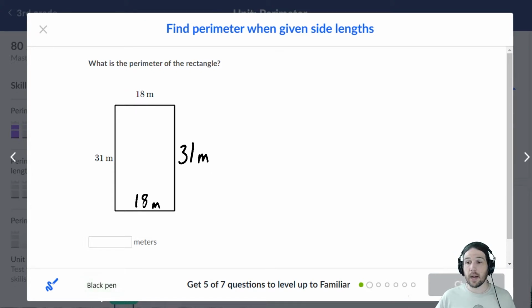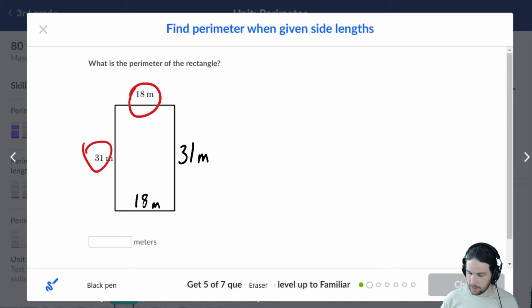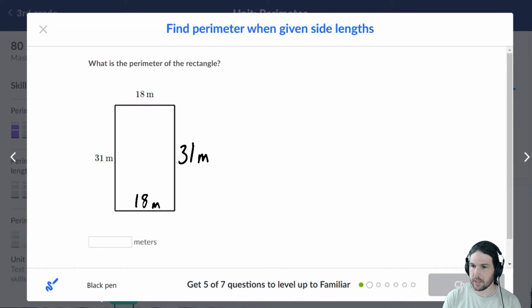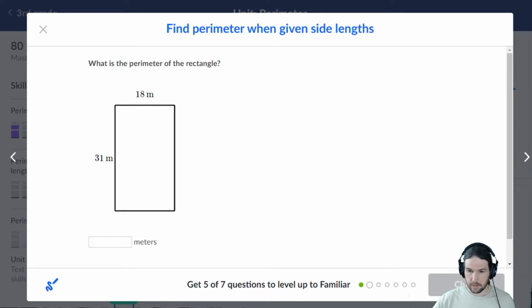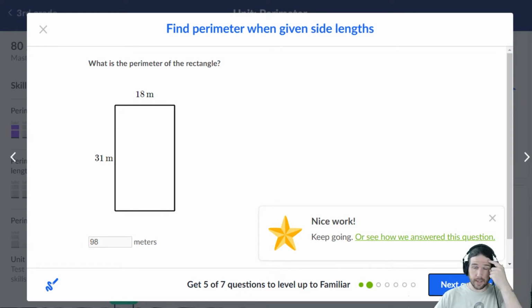And now you can add them up, or you can do what I did before when we were counting around the rectangle, where you add them up once and then double it, multiply by 2. Either way works. In this case, I think what I'm going to do is note that 18 and 18 is 36, 36 and 31 is 67, and 31 is 98. I really hope I did that right in my head, but it's not the end of the world if I didn't. Nice. Okay, good to see that I'm still keeping clear up here.